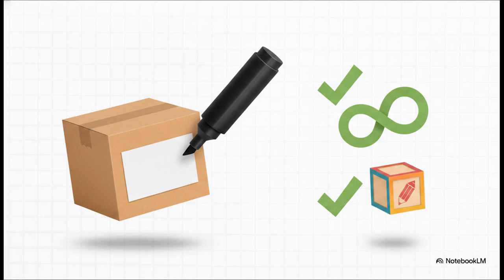But wait, you can't just scribble anything on the side of that box. There are a few simple rules for labeling or naming your variables. First off, use clear, descriptive names. Call it player_score, not just the letter X.